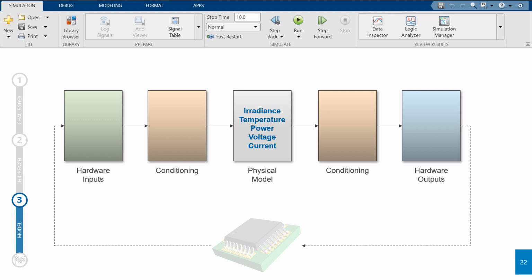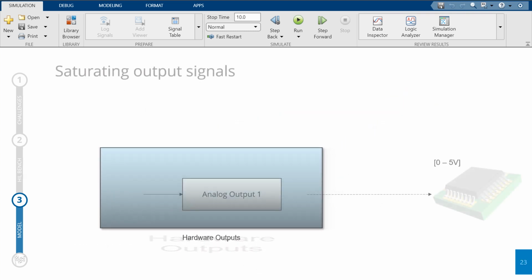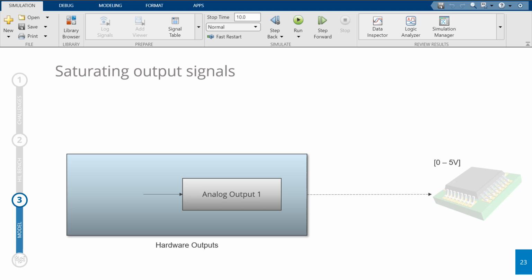Let's go back to the complete model to have a closer look at the hardware output subsystem. We already mentioned that it contains test bench specific blocks to connect the software signals to the hardware outputs, but there is an additional detail we need to pay attention to. One important thing to take into account is that the controller's input channels work at certain voltage levels, and sending signals out of that range may damage the controller.